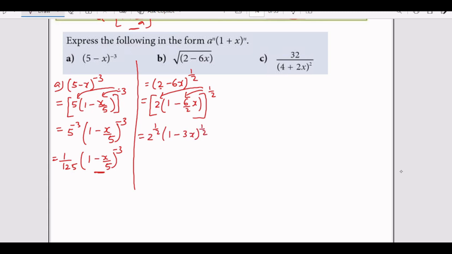So this is of the form a to the n times 1 plus x to the n. Now we can proceed further with this. We will do the examples related to that later.